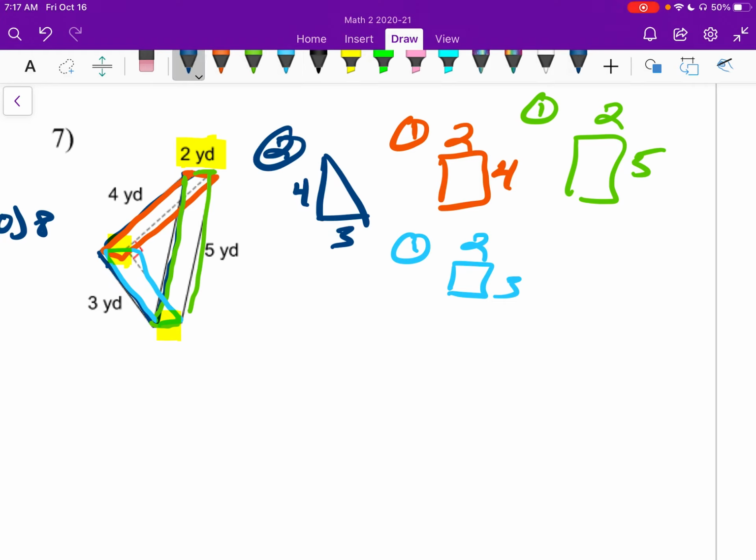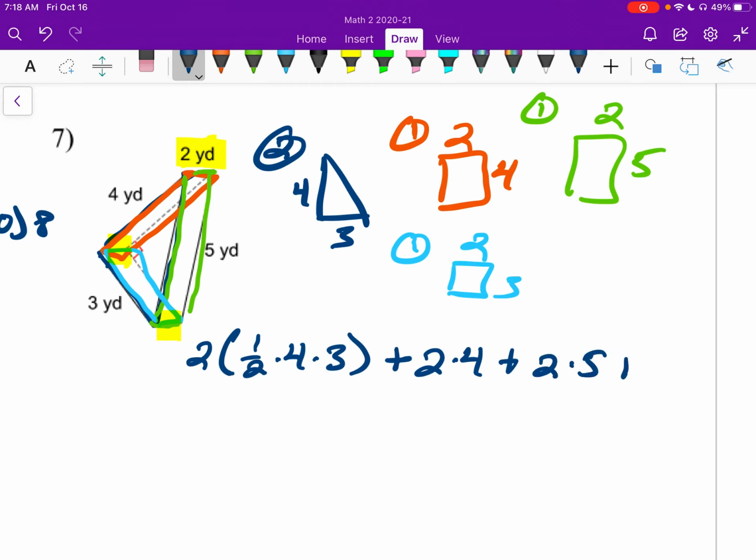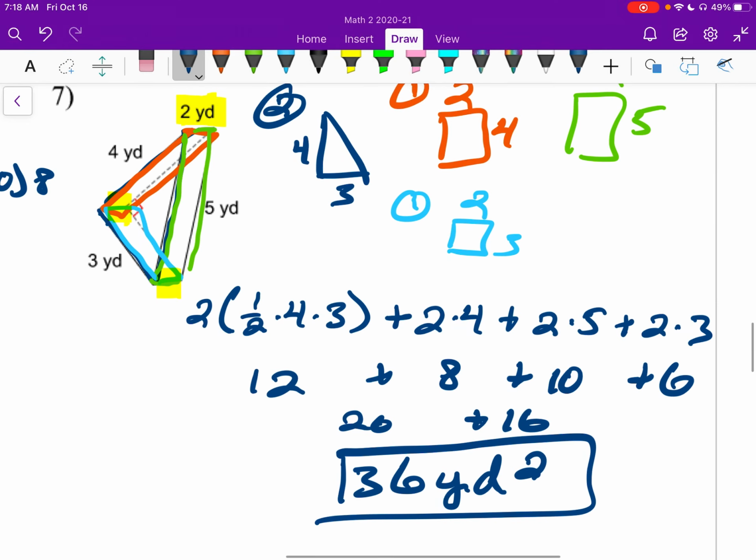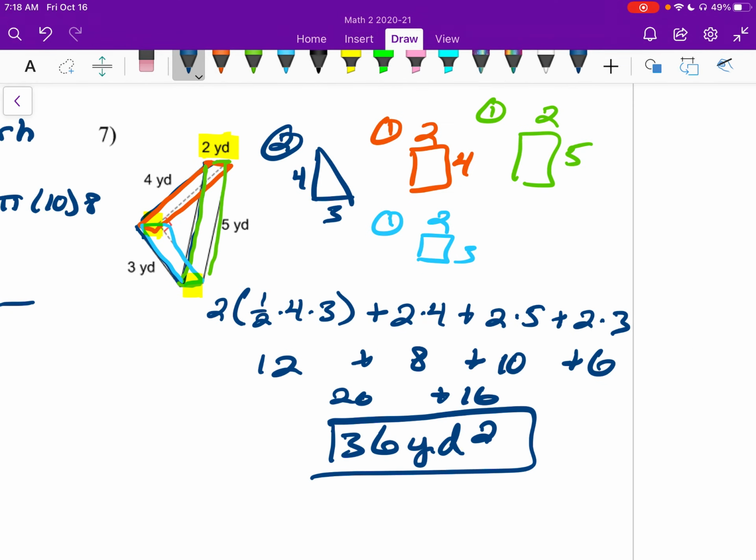So now we need to write out our equation. We're going to have 2 triangles, 2 times 1/2, 4 times 3, plus 2 times 4, plus 2 times 5, plus 2 times 3. So 12 plus 8 plus 10 plus 6. That gives me 20 plus 16, which is 36, and we're talking about yards squared. All right, that's number 7.